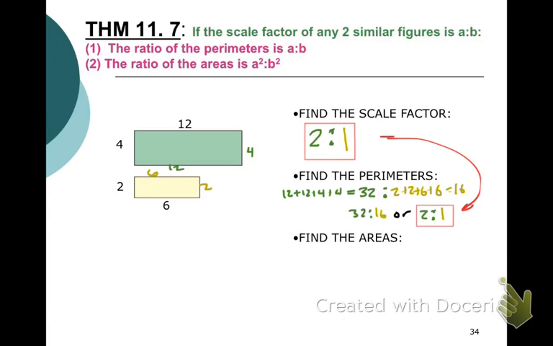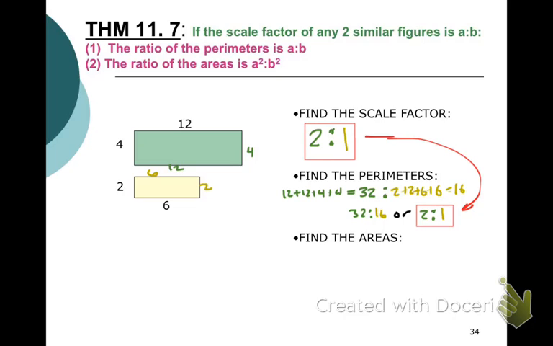It's 2 to 1. So the scale factor is the same as the perimeter ratio. Okay, I just did a little example to show you that it was true. If you know the scale factor, you know the perimeter ratio also. Find the areas. Okay? Let's see.